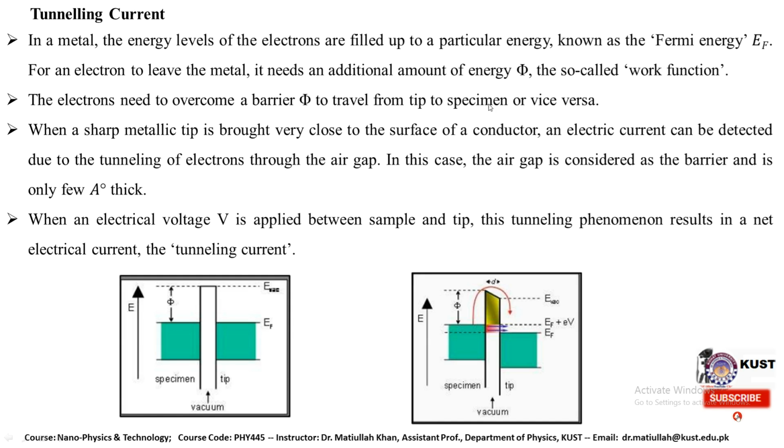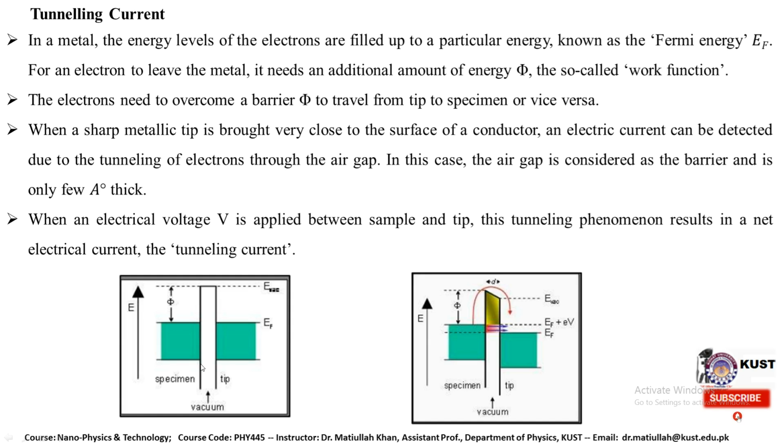But if the energy required is less than the work function, what happens? The electron will tunnel. That is why it's called the tunneling effect, because the energy of the electron is even less than the energy of the barrier. And what is the barrier? The barrier is actually the vacuum in between the sample and the tip.